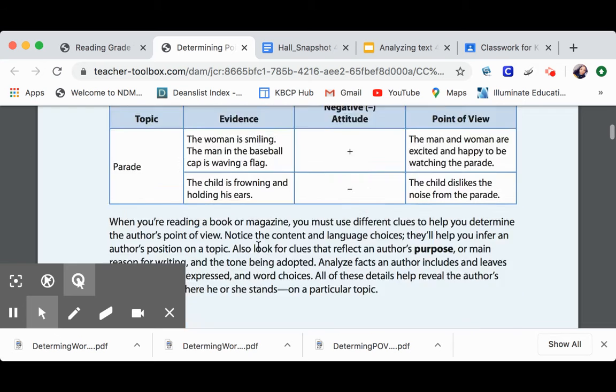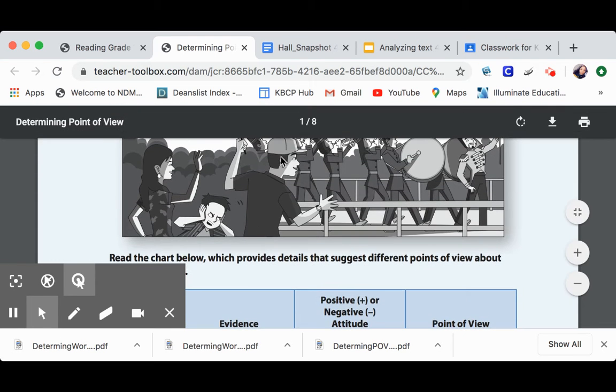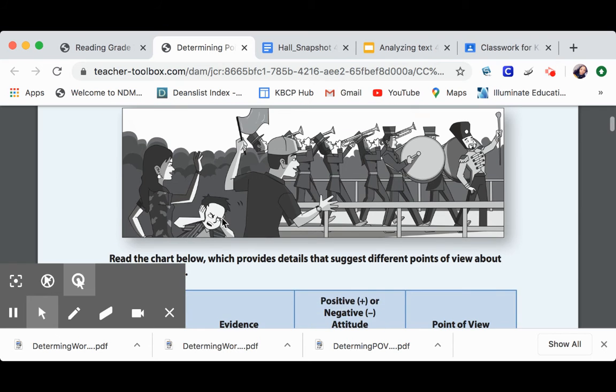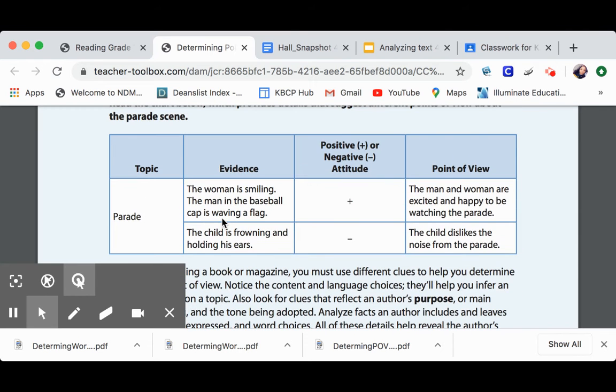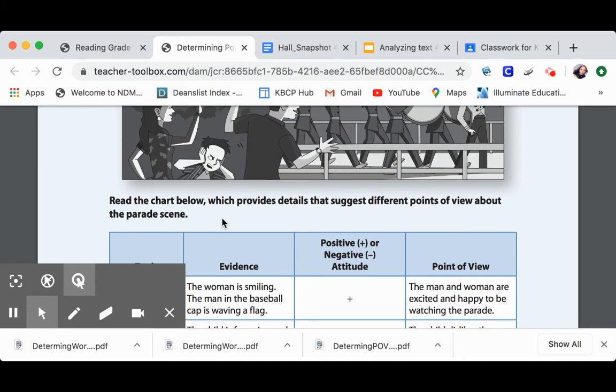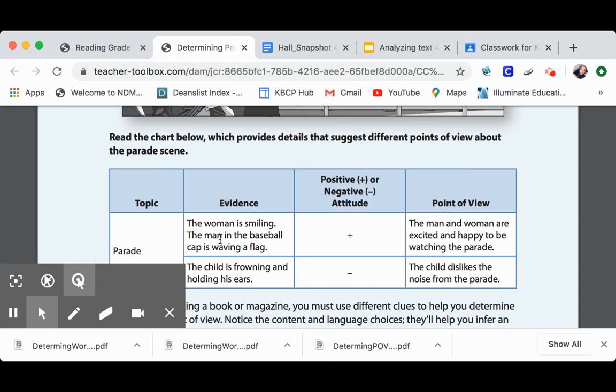If we look back at the picture, just by him waving the flag, look at his facial expression. It looks like a positive tone, right? On the other hand, if we look at the kid's expression, as it said, the child is frowning and holding his ears. It looks like he's irritated, he's a little mad, right? So of course that would be looked at as negative. The woman that is smiling and the man in the baseball hat waving his flag show a positive attitude, right? So the point of view for those two characters is that the man and the woman are excited and happy to be watching the parade.